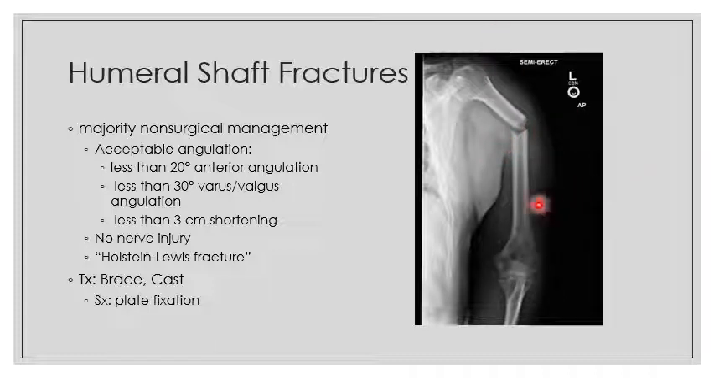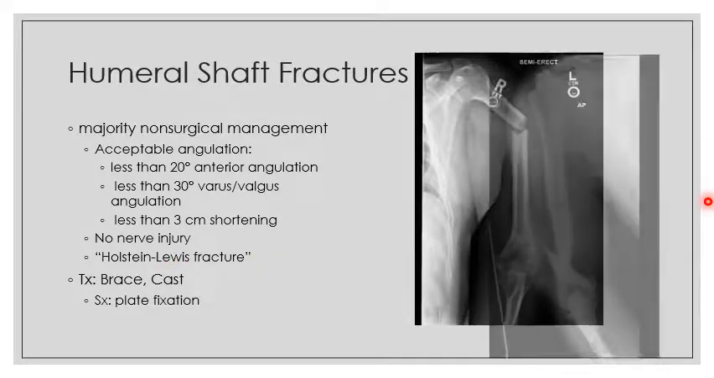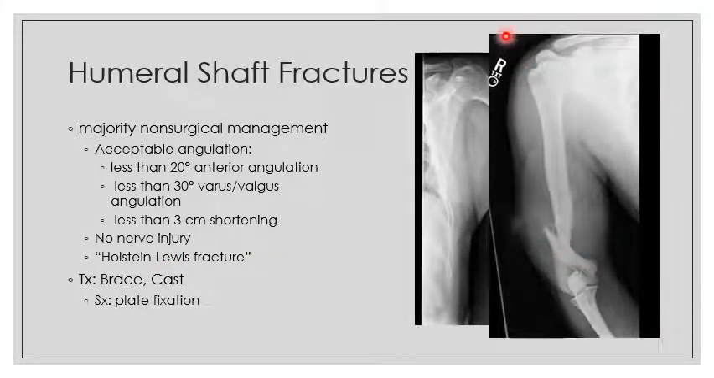But it's important to note that there's what we call a Holstein-Lewis fracture. Basically, this Holstein-Lewis fracture is a spiral fracture of the distal 1/3 of the humeral shaft, and in 22% there's a nerve injury. So in this case, we need to do some sort of surgery.